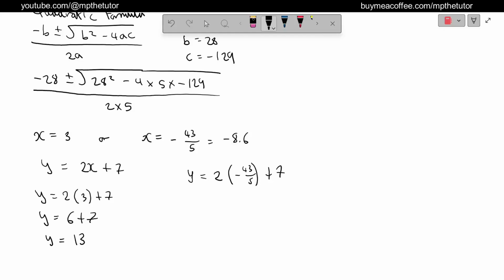Now I'm going to have it in this format, because then if you end up with fractions like thirds, you don't get recurring decimals. So we have 2 lots of the 43, which is 86 over 5, so it's minus. What I'm going to do is turn the 7 into fifths. Now 7 is 35 over 5. And then you have y equals minus 86 plus 35, so minus 51 over 5. So those are your answers for y, and here are your answers for x.